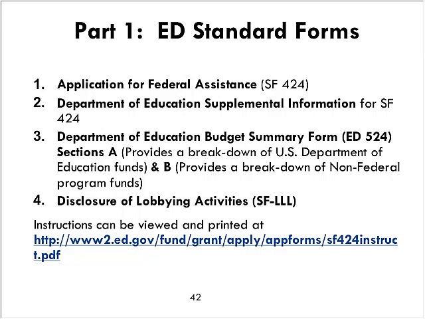So part one deals with the Ed Standard Form forms, and this is where you're going to upload all of the forms that are just standard for any Department of Education discretionary grant program. These would be the Application for Federal Assistance, SF 424, the Department of Education Supplemental Information form for the SF 424, the Department of Education Budget Summary Form, ED 524, Sections A and B, and the Disclosure of Lobbying Activities, which is SF LLL.